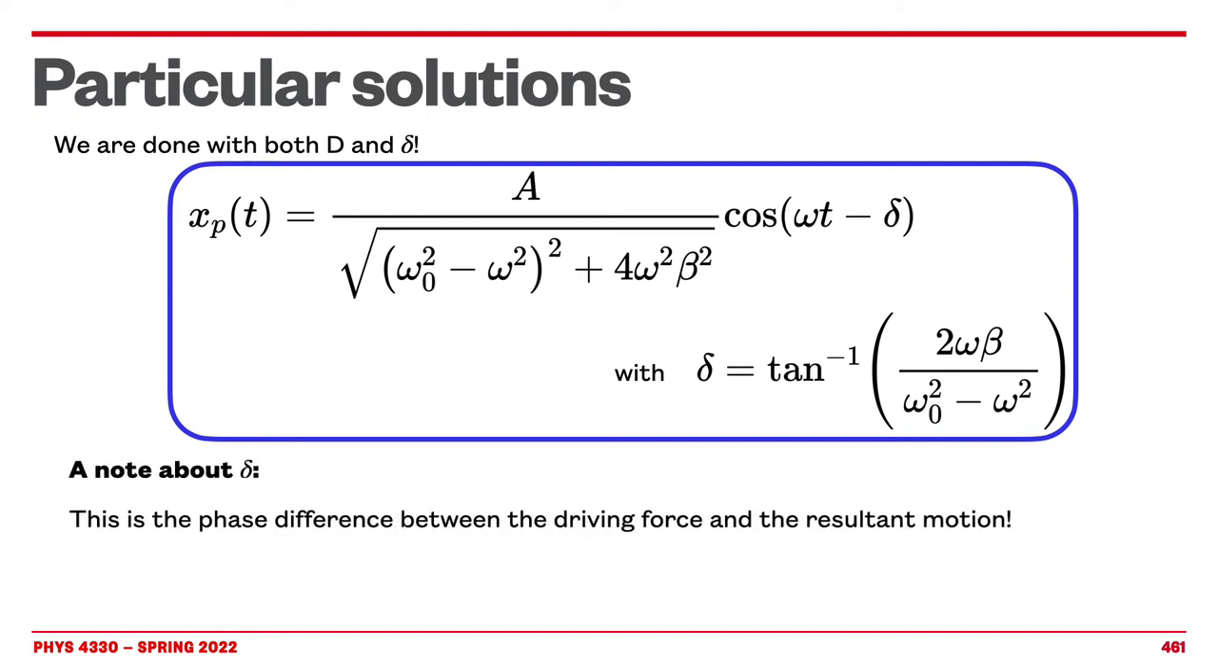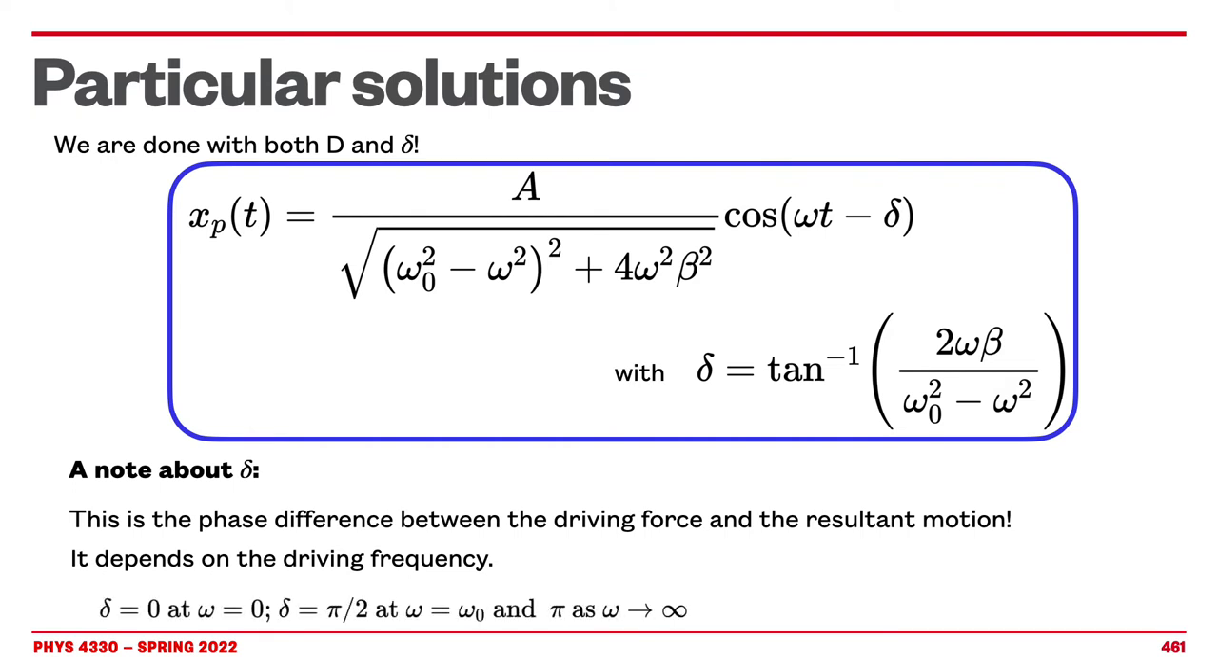And then as I discussed already, delta will be the phase difference between the maximum of the driving force and the maximum of the resultant motion. Interestingly enough, this phase difference delta actually depends on the driving frequency. Just as an example, on the last line of this slide, we see that if there is no driving frequency, of course there is no delay. There is a delay of pi over 2 at the frequency omega equal omega zero, and a dephasing of pi when the frequency is extremely large. So the response of the system is actually delayed compared to the application of the force.